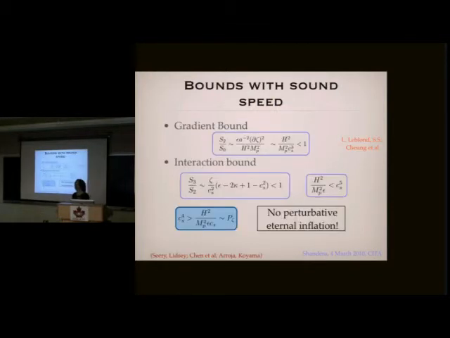That's not true once you go to this sound speed model, which is interesting. As soon as you have these derivative interactions, and those are the dominant interactions, you have this new scale of the sound speed creeping in. This was shown by Louis and myself, and in a different context by Chung et al. You can again just evaluate the rough amplitude of that thing, and you find now that the condition is P zeta less than cs to the 4. And cs to the 4 in sensible models is always less than 1. So basically, you don't have perturbative eternal inflation in this kind of theory, which is kind of exciting because eternal inflation is kind of a pain in some ways. So if you can get rid of it, that's kind of cool.